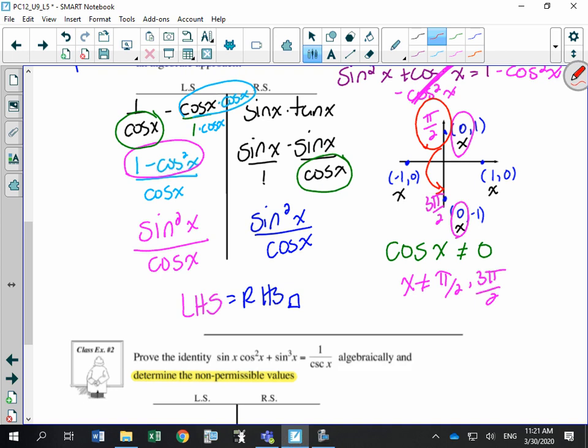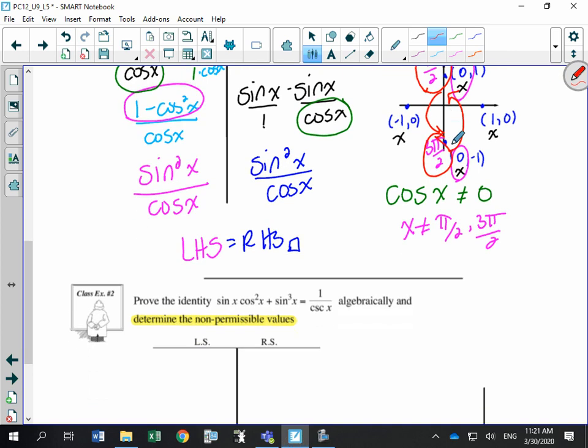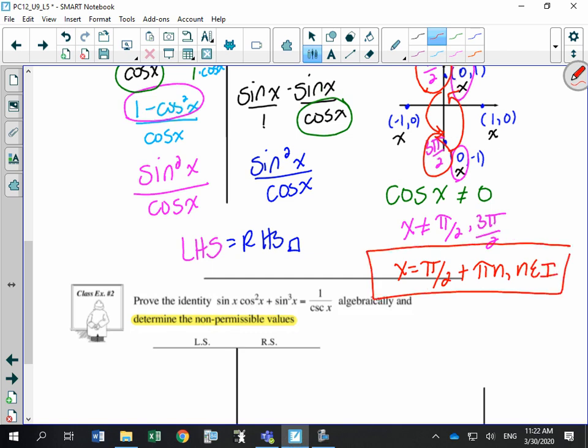If I go from pi over 2 and I add pi, I get to 3 pi over 2. And from here, if I add pi again, I would get back over to this coordinate here. So my overall restriction, how I'm going to write this, what the solution would be, is pi over 2 plus pi n, and n belongs to the set of integers, because remember that we could go in the clockwise direction or in the counterclockwise direction. So that would be the restriction there.